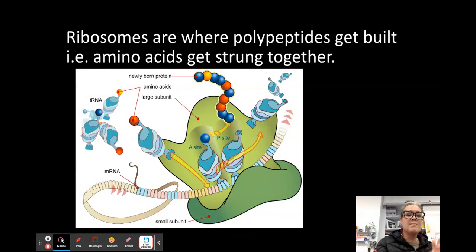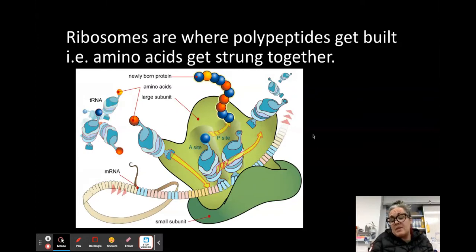It'll read those and do the complementary match with the tRNA, the transfer RNA, and the ribosome will string together amino acids that are coming in on a transfer RNA. It's a little machine, like a little factory. The transfer RNA brings the amino acids, they're all separate, and then the ribosome strings the amino acids together.